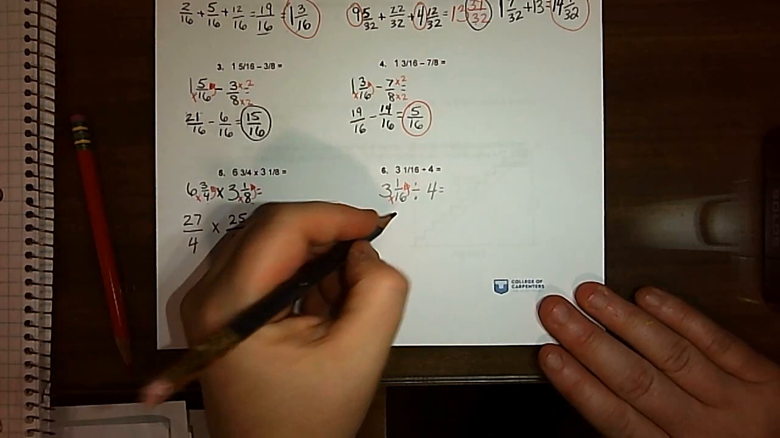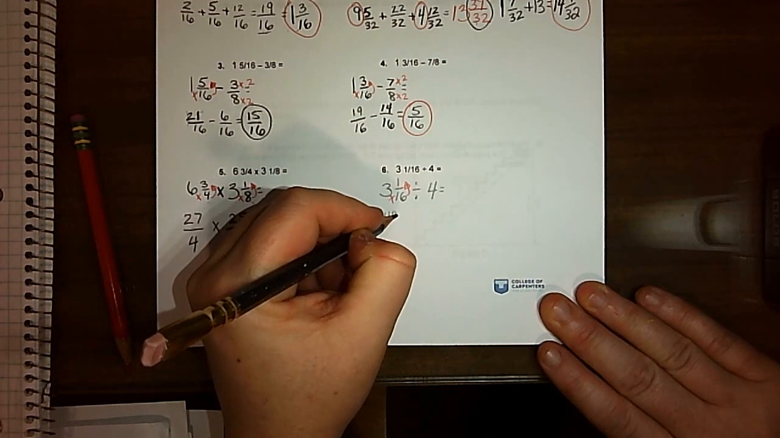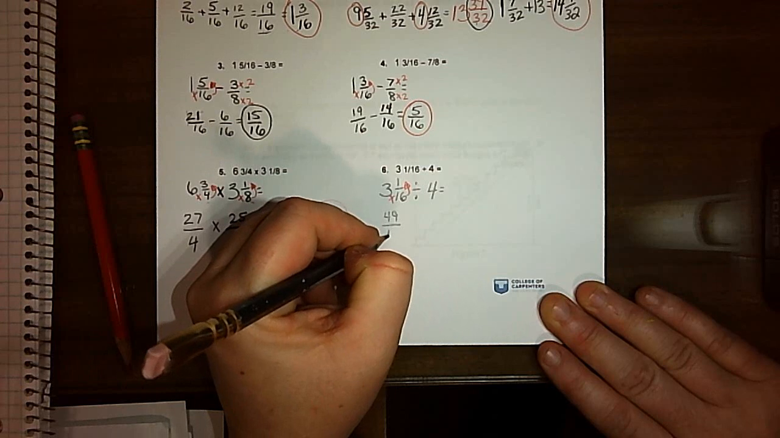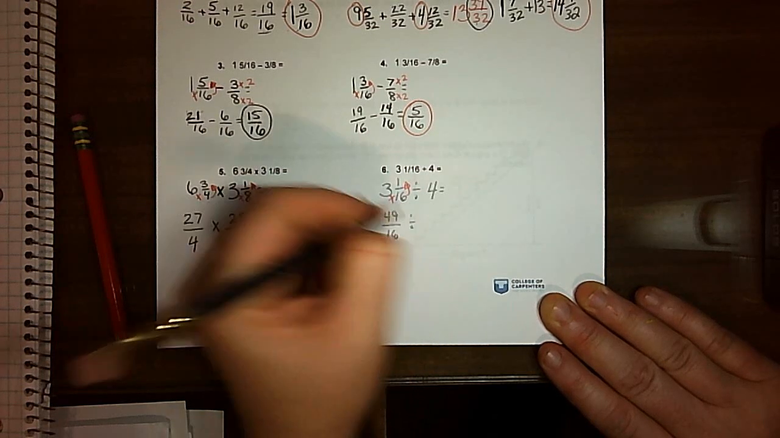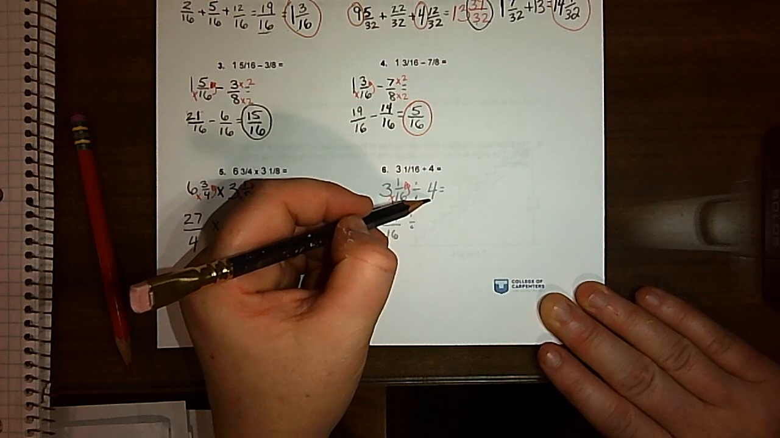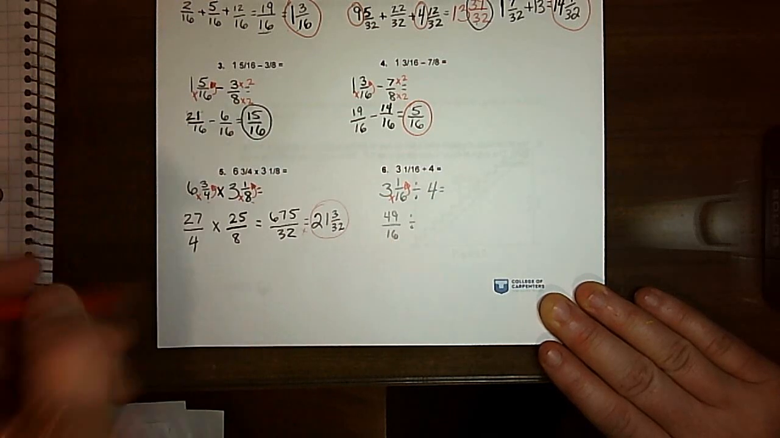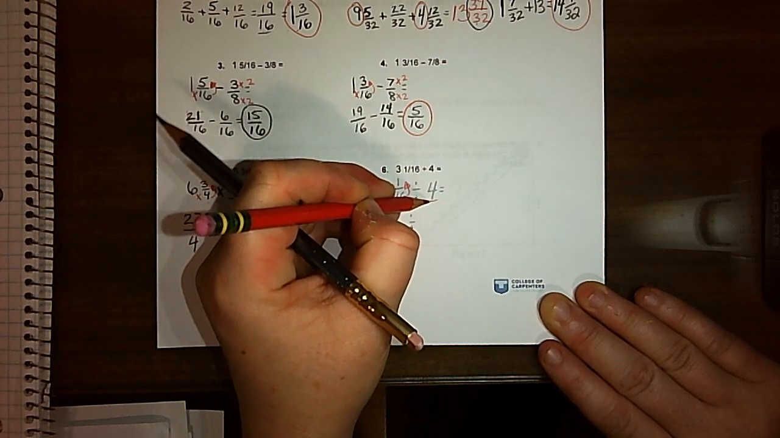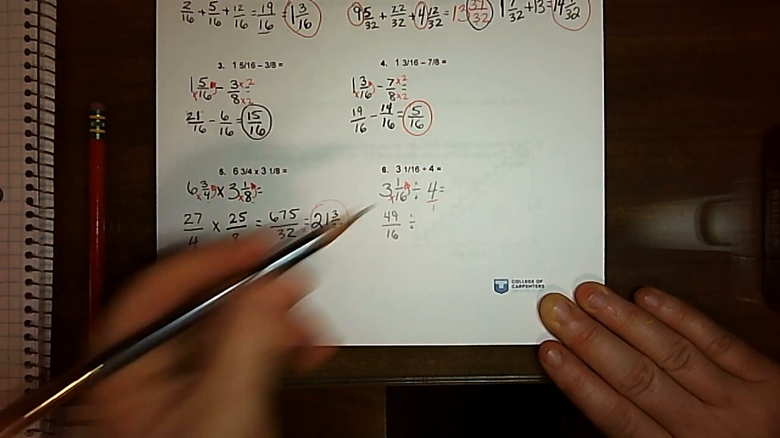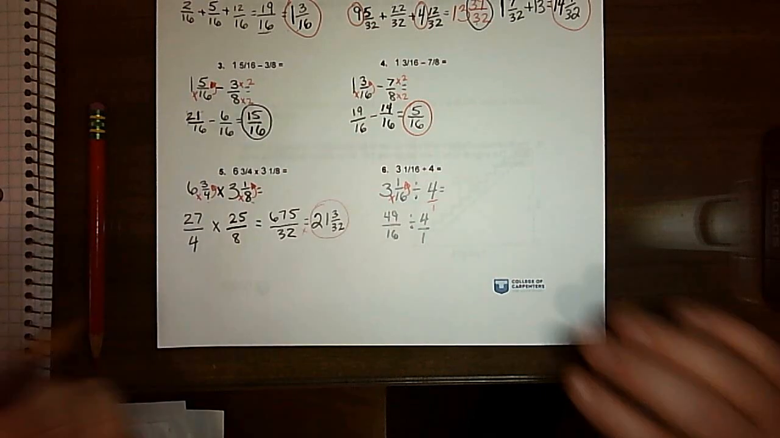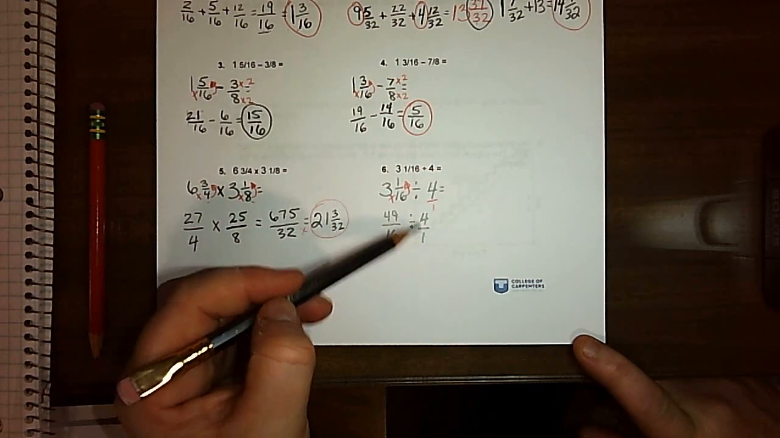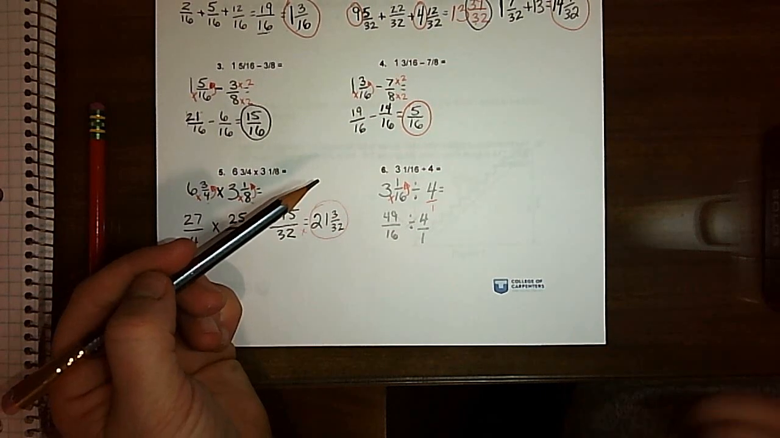Plus 1 is 49. So 49 over 16 divided by 4, but we have to make this a fraction as well. And remember what we said, it's as simple as just throwing a 1 under it. So divided by 4 over 1. Now remember, you can do the cross multiplication if you remember which one goes up top.